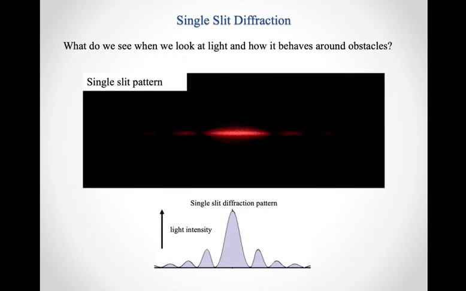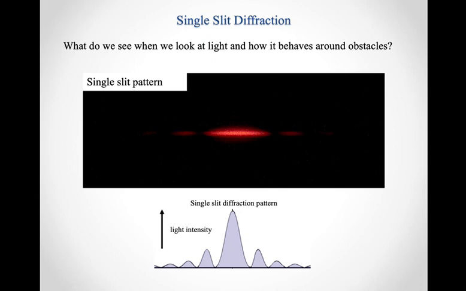And sure enough, when we look at light and how it behaves around obstacles, we see diffraction. Here you see a diffraction pattern. There's this large bright spot that's spread out. So this has come through some slit that's really small. So the fact that this is spread out at all is in and of itself showing you that the light is bending as it comes through that hole and you're seeing diffraction.